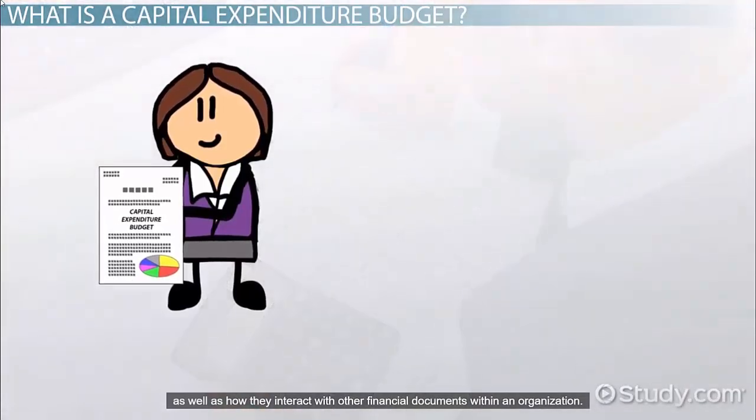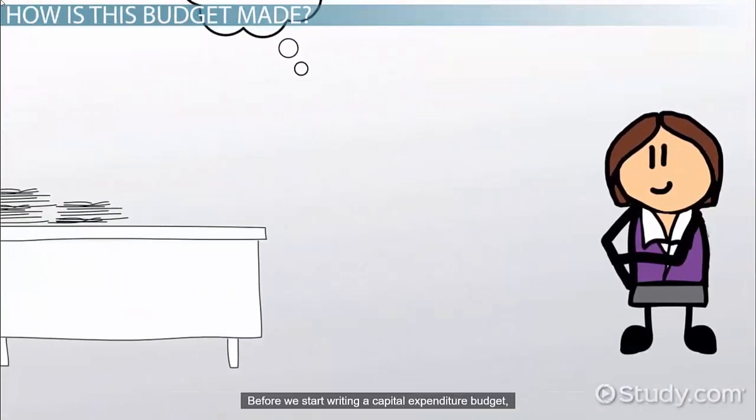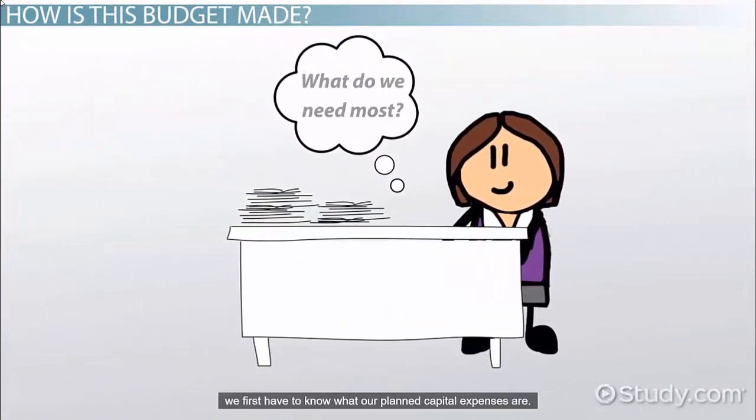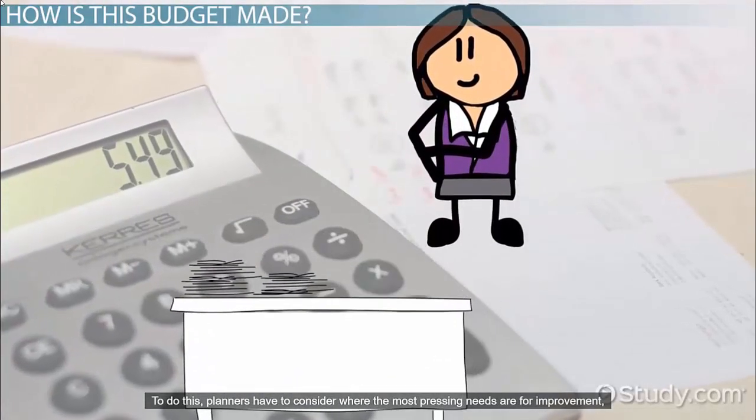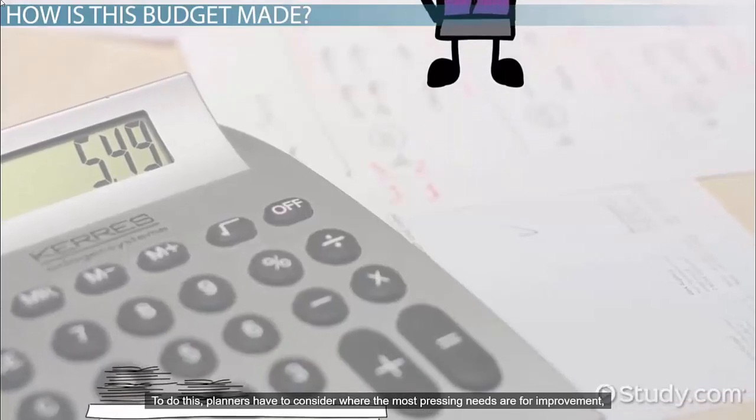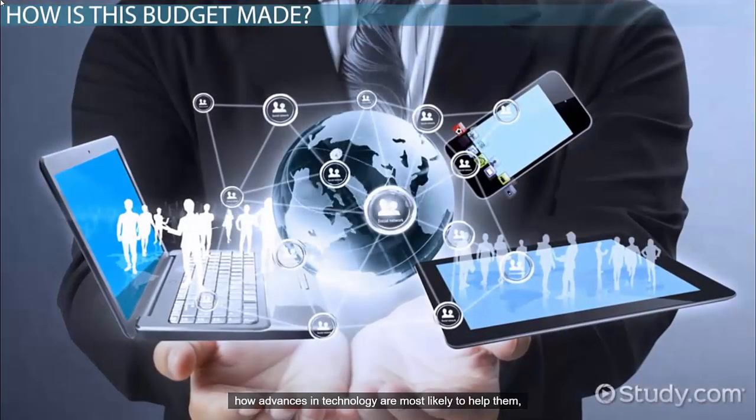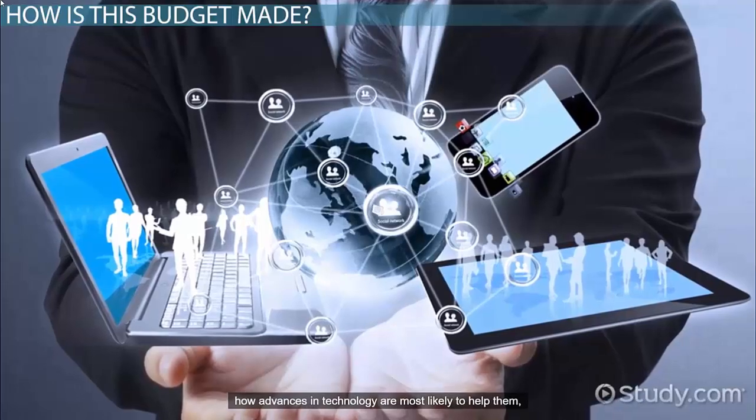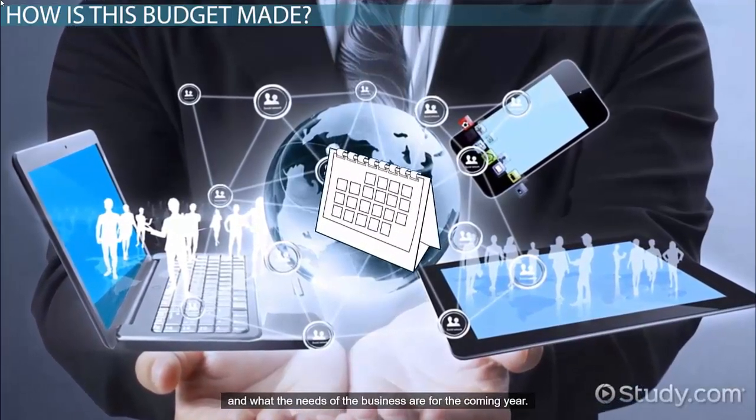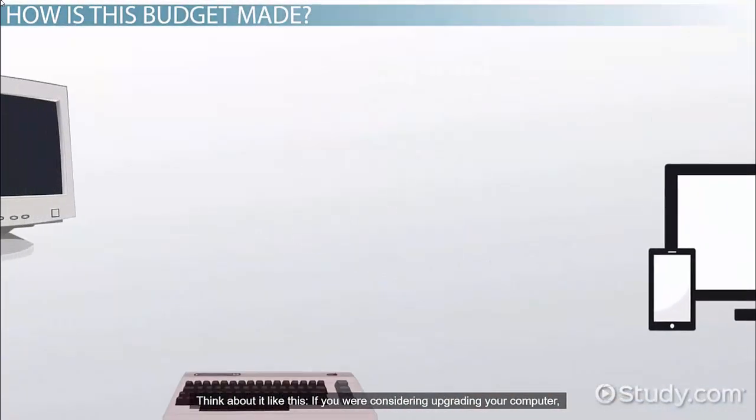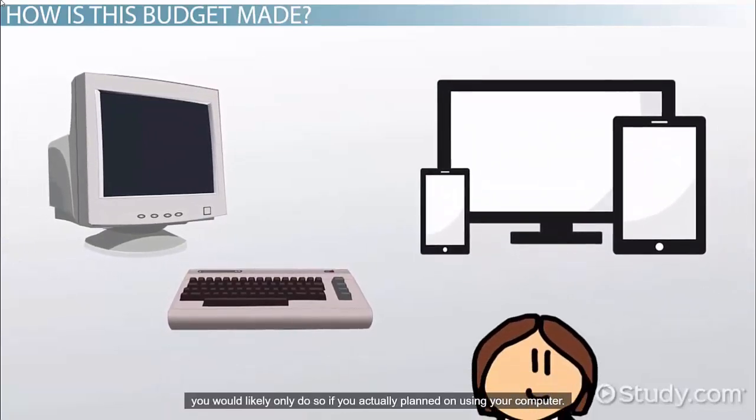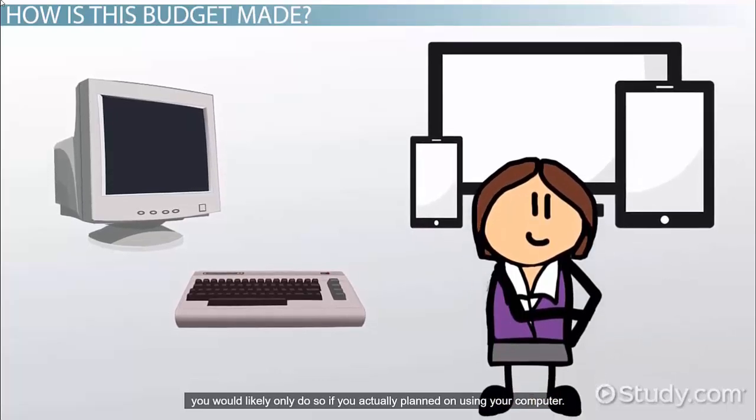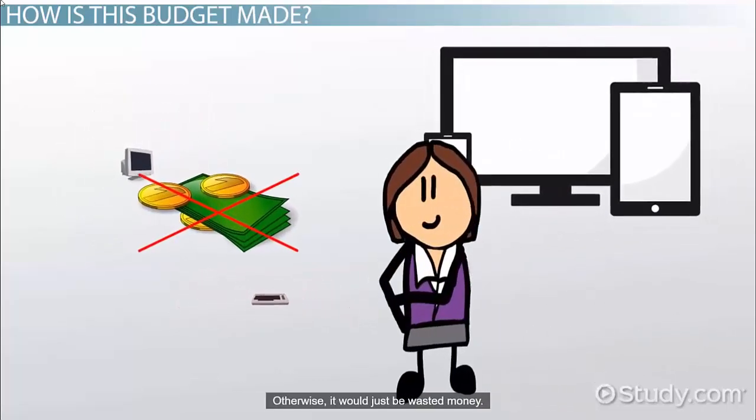Before we start writing a capital expenditure budget, we first have to know what our planned capital expenses are. To do this, planners have to consider where the most pressing needs are for improvement, how advances in technology are most likely to help them, and what the needs of the business are for the coming year. Think about it like this. If you were considering upgrading your computer, you would likely do so if you actually planned on using your computer. Otherwise, it would just be a waste of money.